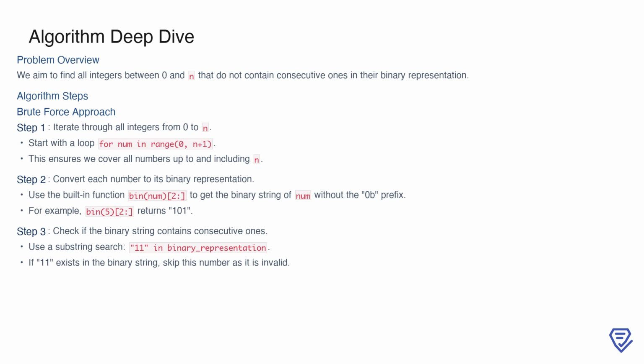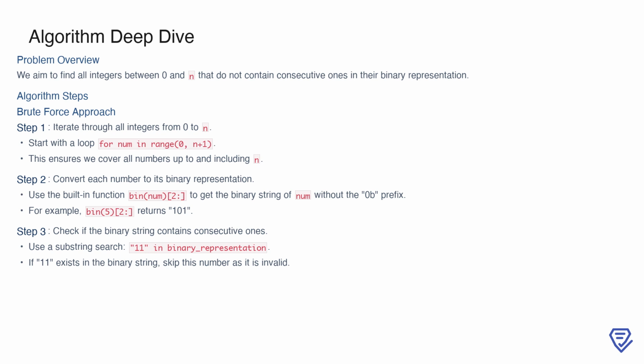To begin, the problem we are solving involves finding all integers between 0 and n that do not have consecutive ones in their binary representation. The brute force approach to solve this problem is straightforward. First, we iterate through all numbers from 0 to n using a simple loop. For each number, we convert it into its binary representation using Python's built-in bin function, stripping off the 0b prefix to focus solely on the binary digits.